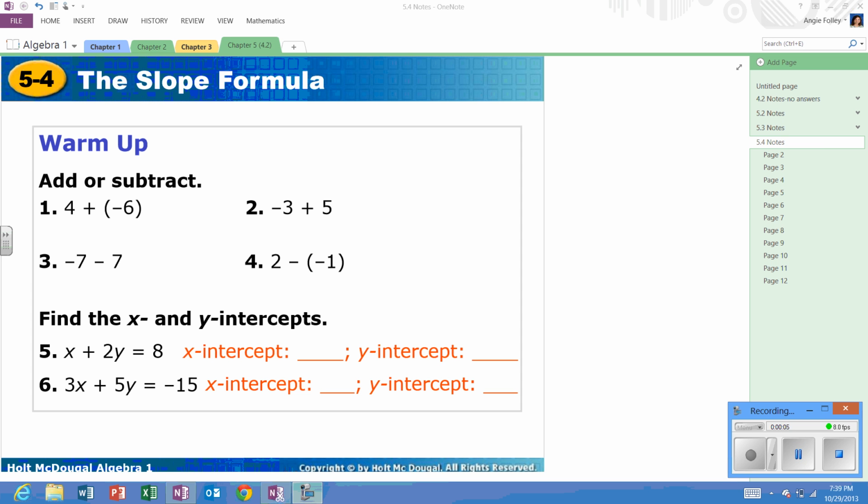All right, so we're on Algebra 1, Lesson 5.4. We're going to actually look at the slope formula in this lesson. So for our warm-up, we're just going to review adding and subtracting negative and positive numbers.